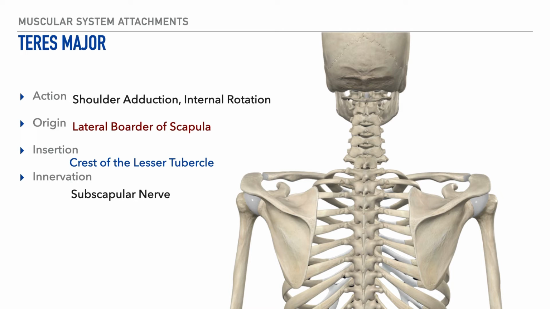Next up is the Teres Major. Its actions include shoulder adduction and shoulder internal rotation. It originates on the lateral border of the scapula with an insertion on the crest of the lesser tubercle, which is a thin ridge of bone just inferior to the lesser tubercle and medial to the intertubercular or bicipital groove. And you'll notice that we're using an open circle here to showcase that this insertion point is on the anterior portion of the humerus. And lastly, the innervation is the subscapular nerve.